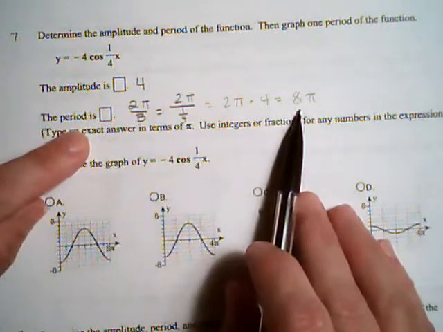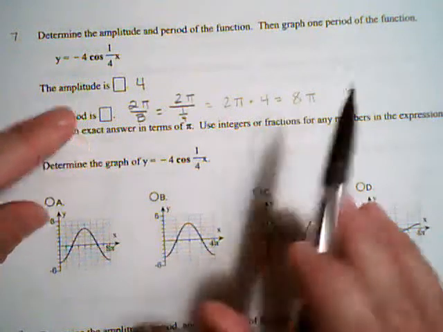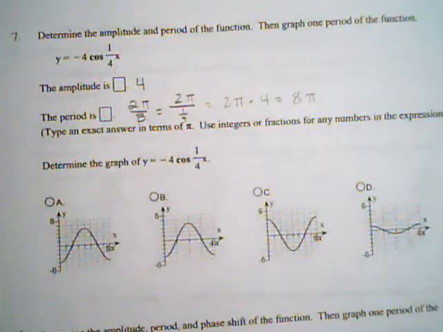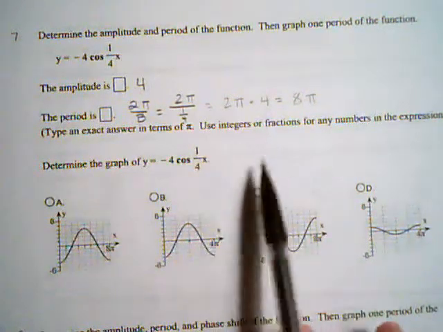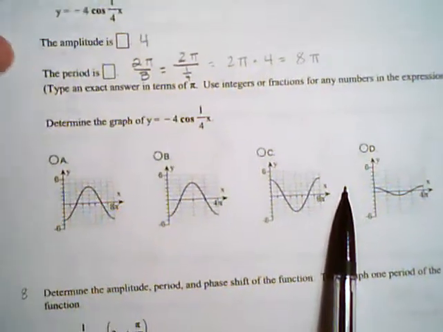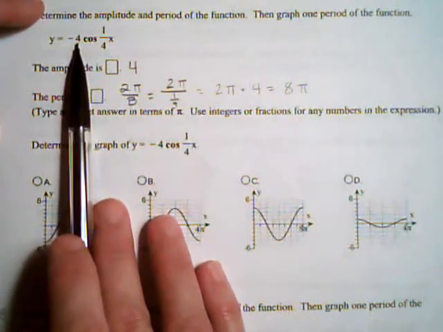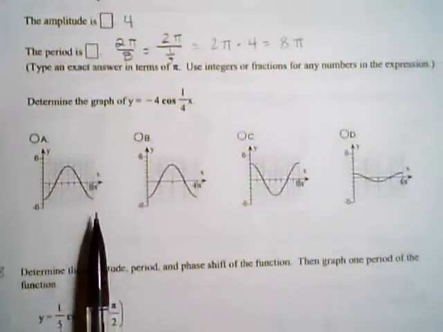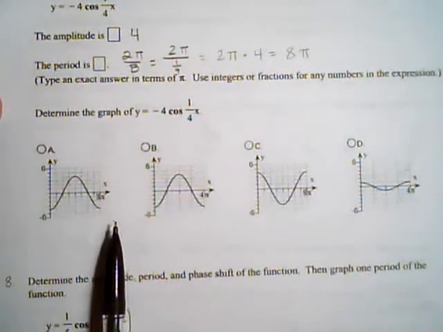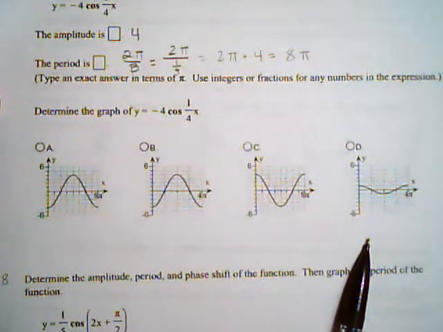Okay, what do you think is going to happen to our graph if my period is 8 pi rather than 2 pi? It's going to be stretched out greater, the sine wave, or the cosine wave, would be. Okay, so now we have to determine the graph for this function. Because my a value is negative, or less than 0, I would have a reflection. Okay, which one would represent a reflection of the cosine graph?